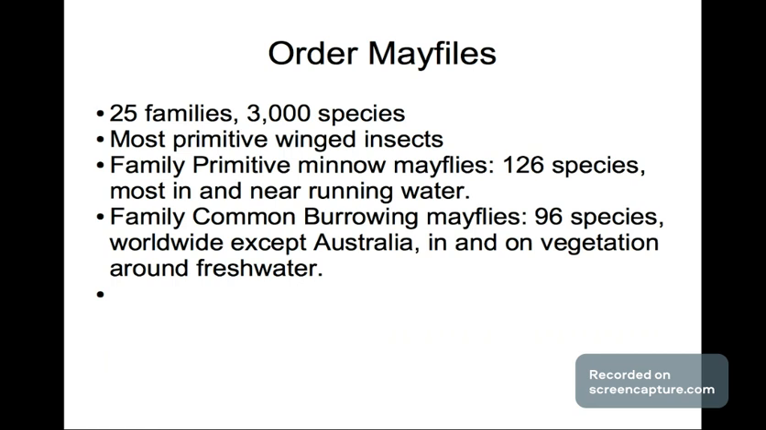It's called the family of primitive minnow mayflies, which has 126 species, most in or near running water. You can find the family of common burrowing mayflies. They have 96 species, found worldwide except Australia, and you can find it on vegetation around fresh water.